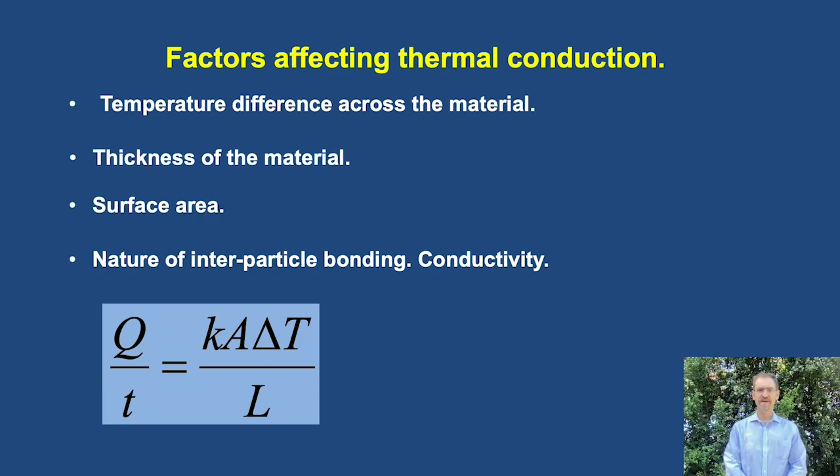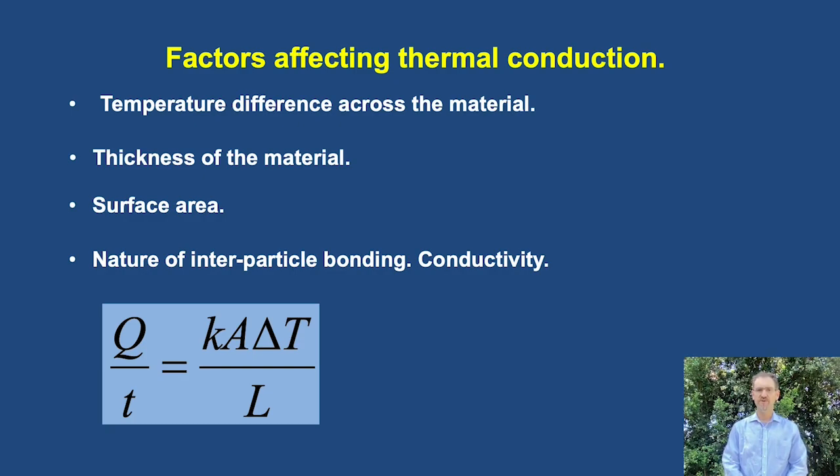You should know these letters by now. Capital Q is heat, lowercase t is time, A is surface area, delta T is the temperature gradient, L is the length of the material. K is a physical property or a constant that is used in this equation to represent conductivity of the material, an intrinsic property of the material. This equation shows us that Q over t is the rate of heat flow, how fast the heat flows.